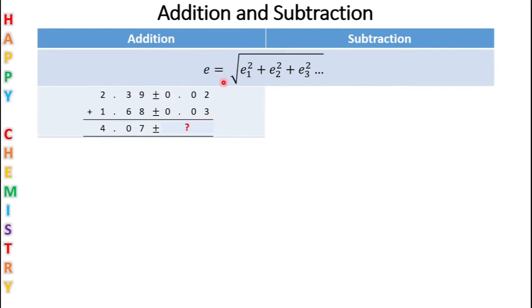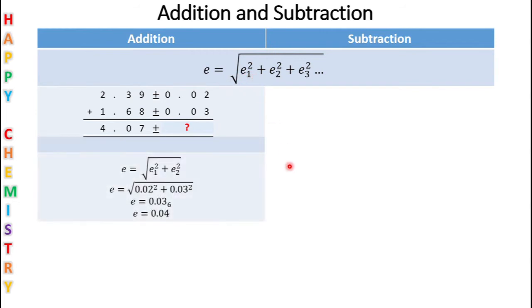Square of 0.02 is added to square of 0.03 and square root is taken. There should be one significant figure in the answer. However, initially it is written as 0.036, where 6, the first insignificant figure, is subscripted.